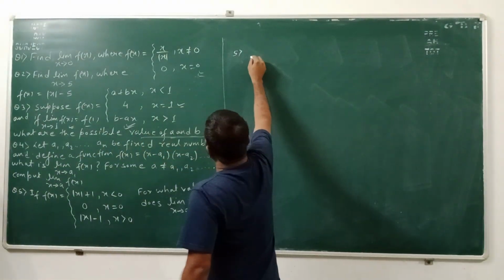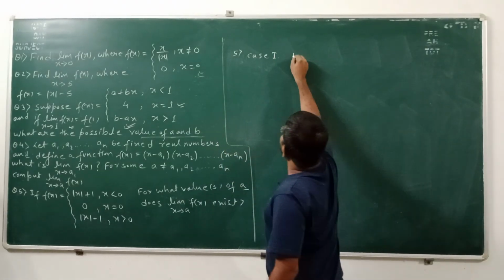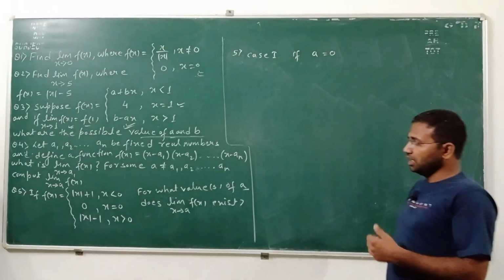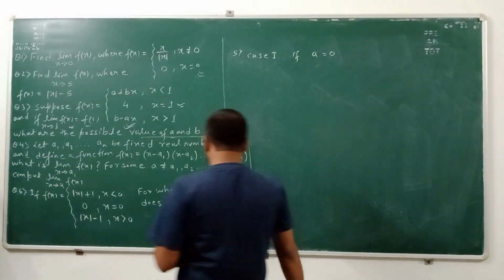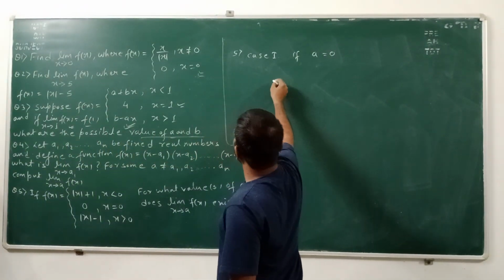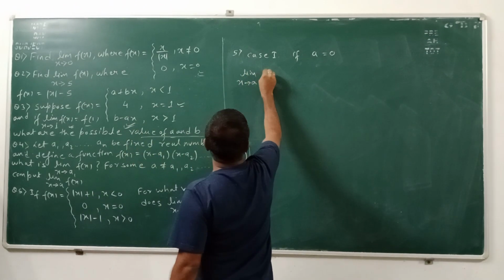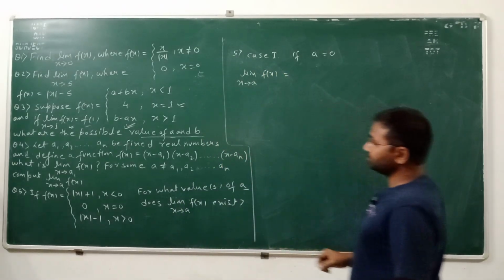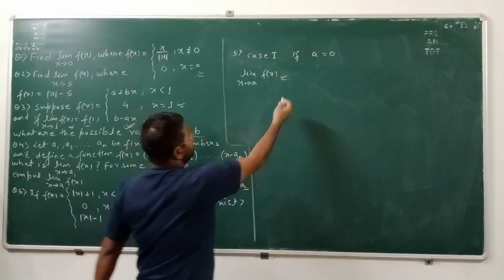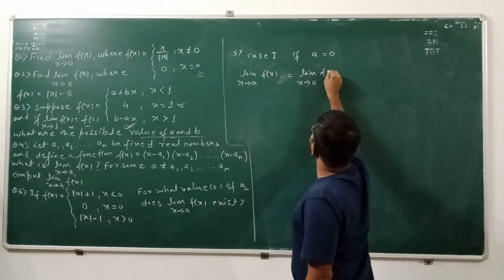So see here, case first: we have to write if a is equal to 0. So the three possibilities are either a is equal to 0, or a is less than 0, or a is greater than 0. Now for a equal to 0, here you will write the limit as x tends to a of f(x), which you have to find. This can be written as the limit as x tends to 0 of f(x).